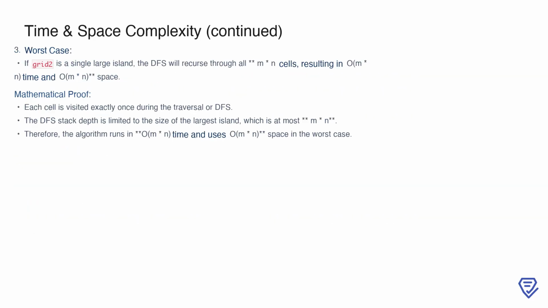In the worst case, if grid 2 consists of a single massive island, the DFS would recurse through all m*n cells. This would result in a time complexity of m*n, as each cell is visited exactly once, and a space complexity of m*n, due to the recursion stack depth. To confirm this, we can reason mathematically. Every cell is either visited during the initial traversal or during the DFS, but not both.